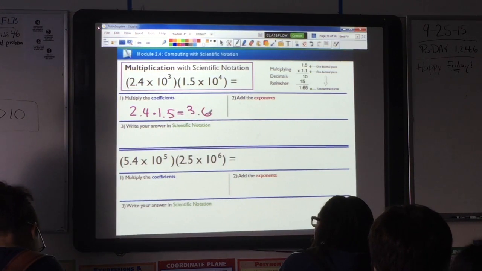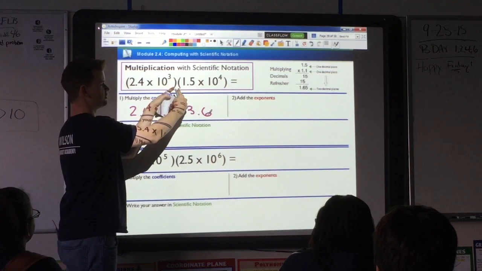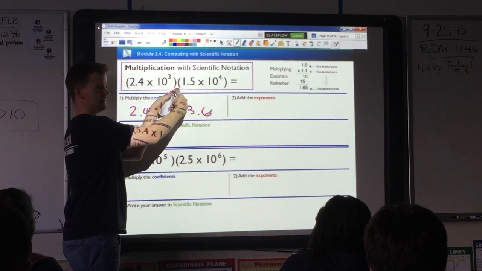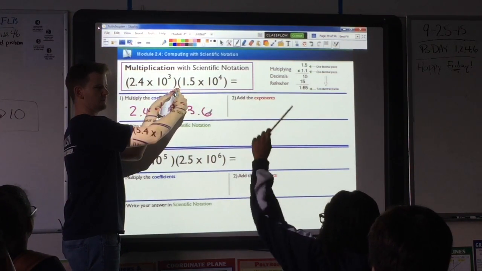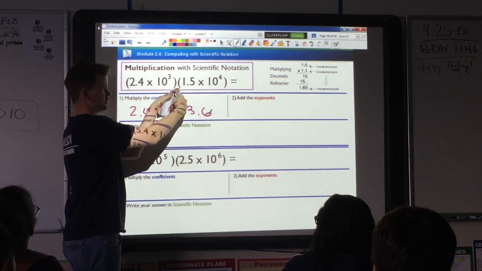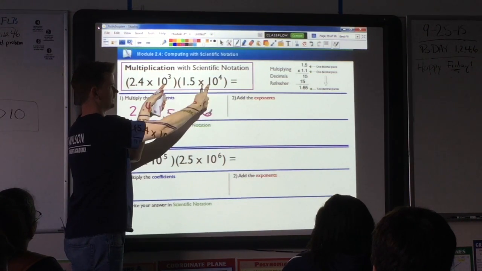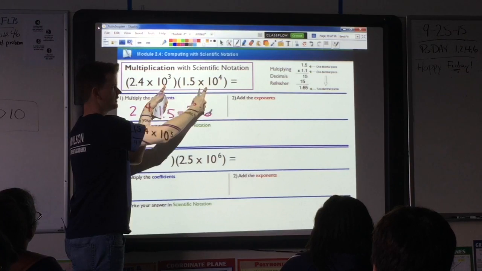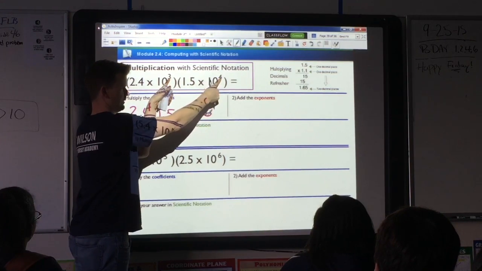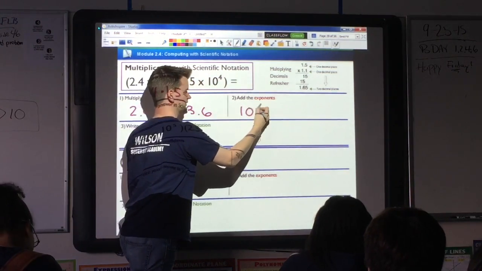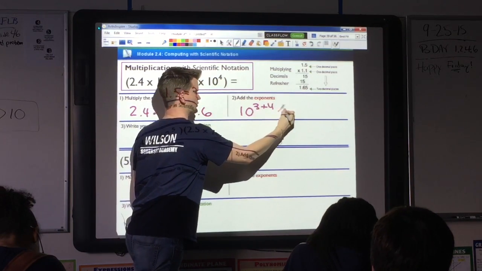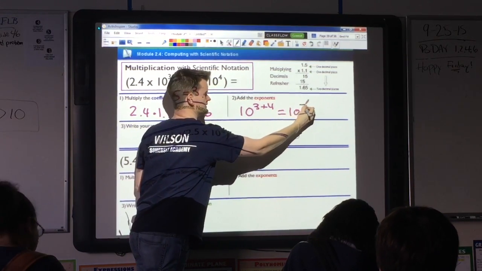Now I have to look to the exponents. When I have two parentheses together, what operation is that? Multiplication. So I'm multiplying like bases. You see that? A 10 and a 10. What am I doing with the exponents? I'm adding them. It's going to be 10 to the 3 plus 4, which is going to give me 10 to the 7.